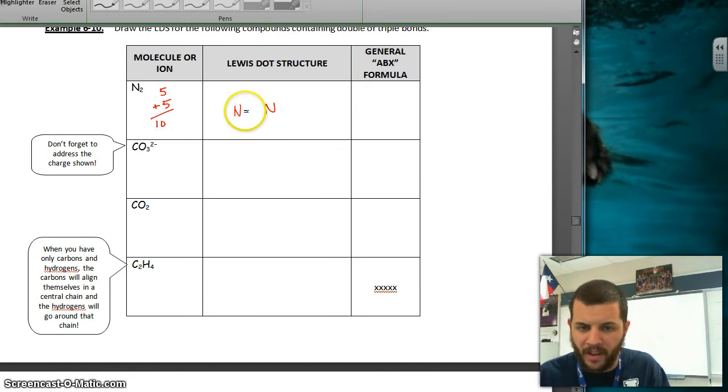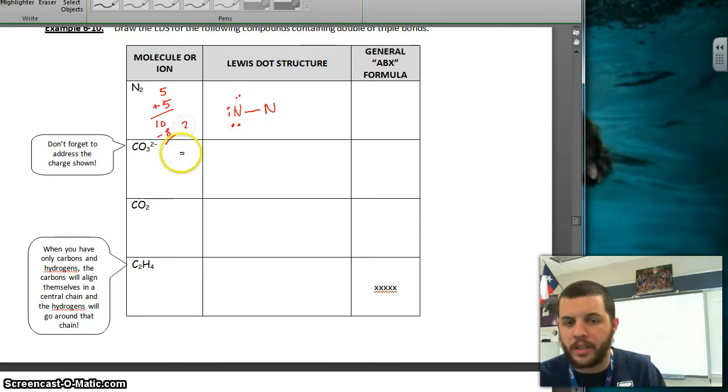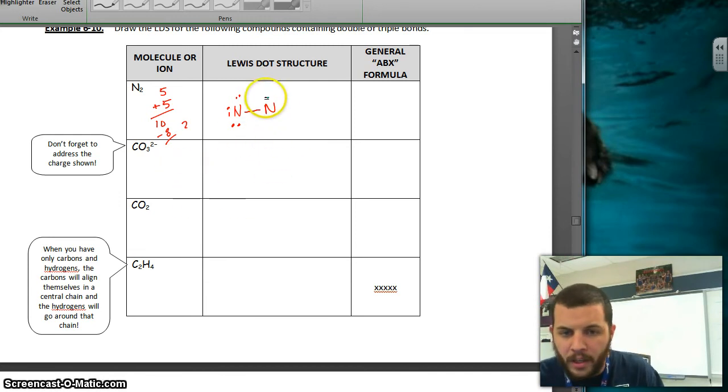So I know I've got to bond them together. So there's 1, 2, and I'm going to satisfy my central. So I've got 1, 2, 3, 4, 5, 6, 7, 8. So now this nitrogen's happy. I've used 8 electrons, so I've only got 2 left. So now I'm going to try to satisfy my peripheral. So I've got 1, 2, 3, 4, and I've used up all of the electrons that I have.